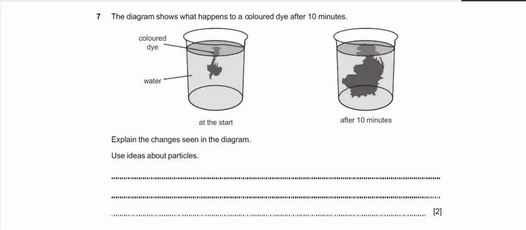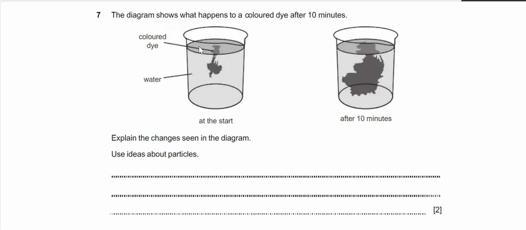Next, question 7. Question 7 says the diagram shows what happened to a colored dye after 10 minutes. So explain the changes seen in the diagram here. Use ideal particles. 10 seconds.